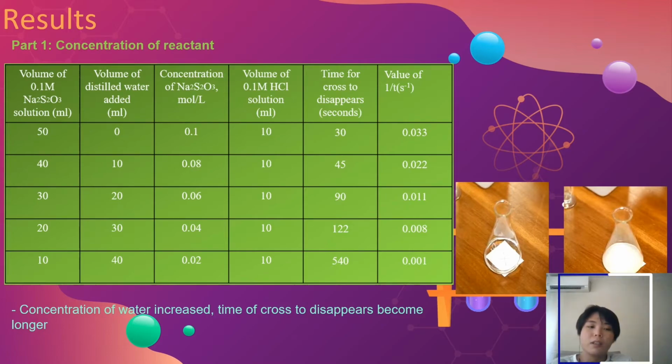As we observe, the higher the proportion of water, the longer it takes for the cross to disappear. This is shown by the data: 50 ml of sodium thiosulfate and 0 ml of water takes about 30 seconds for the cross to disappear, while with 10 ml of sodium thiosulfate and 40 ml of water, it takes longer, which is 540 seconds for the cross to disappear.